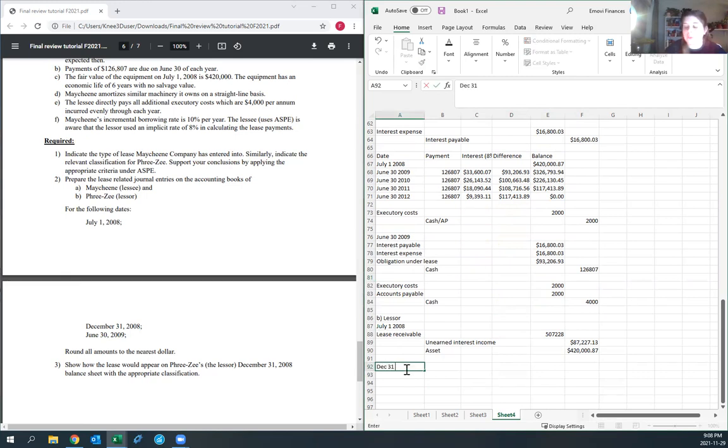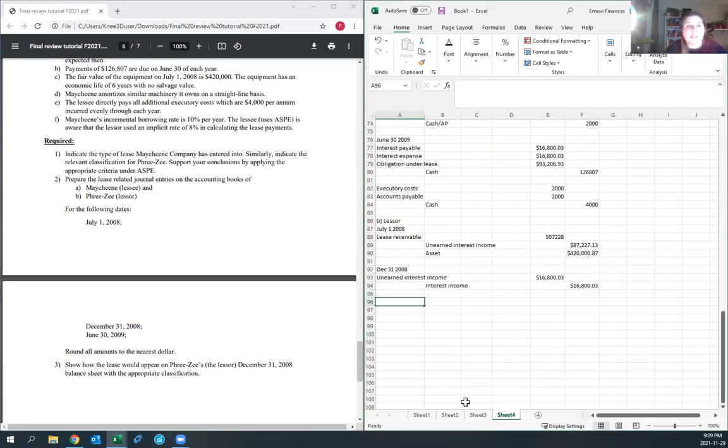For December 31st, 2008, they're going to record their interest income for the 6 months. So it's going to be 50% of the 33,600. And I guess you can also record the executory costs that they're receiving for the payment. Basically, maybe they're receiving cash. That's going to reduce their executory costs by 2,000.